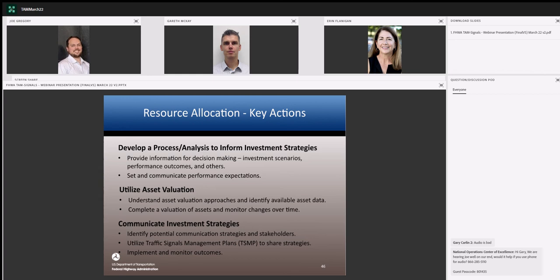And one of the things that came up was the utilization of traffic signals management plans as an opportunity to share those strategies. This is how we do things in our agency, and using that as a good method to record that and share that with others.